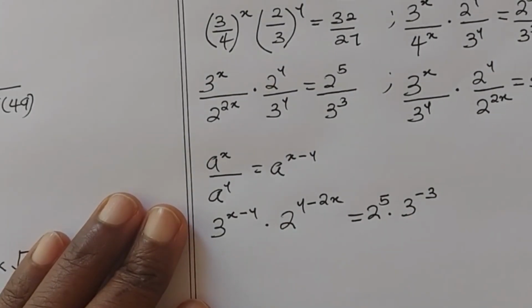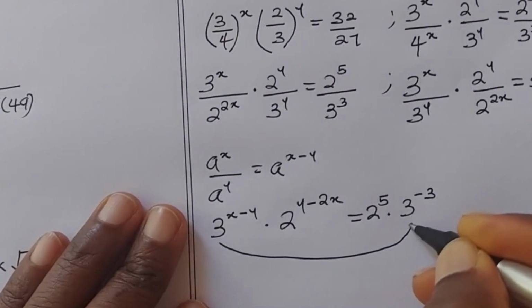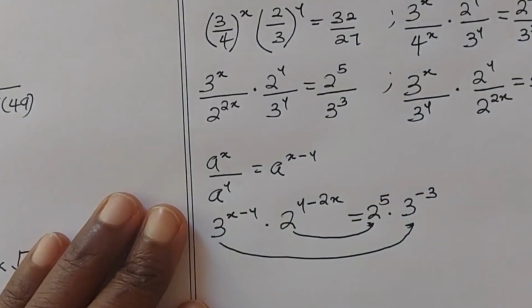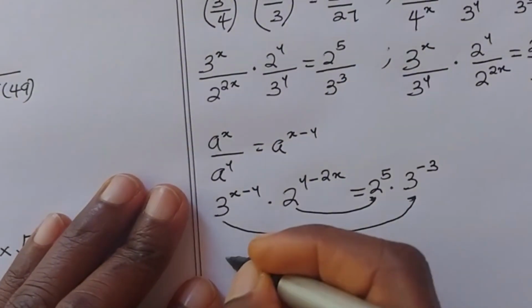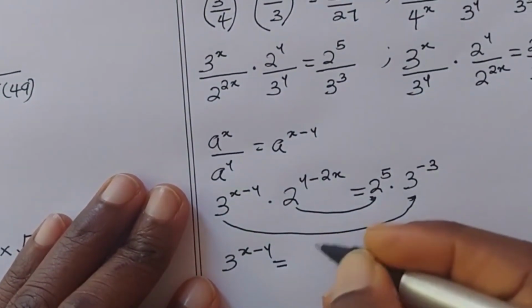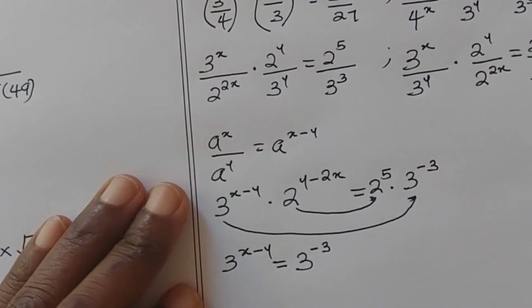So what can I do here? The best I can do is to compare both sides. We have 2 here and 2 here, and 3 here and 3 here. So you compare these two sides, and these two sides: 2 and 2, and 3 and 3. So I'm going to have 3 raised to the power of x minus y is equal to 3 raised to the power of minus 3. I think that makes sense.